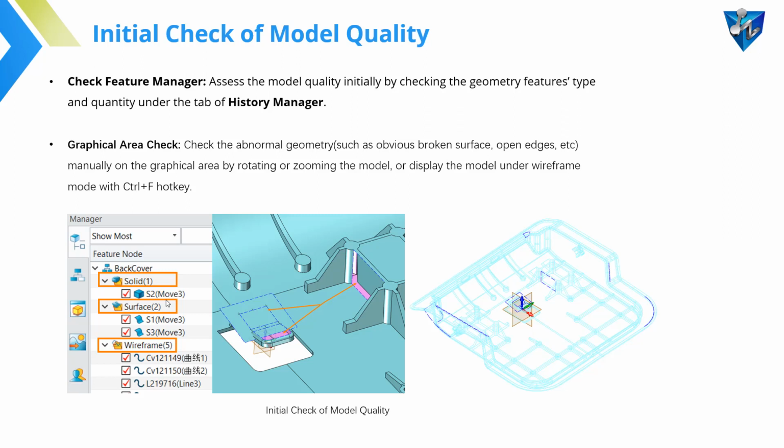operations or applications. Another way is the check in the graphic area, as shown in the right two pictures below. You could check the abnormal geometry by rotating or zooming the model, or displaying the model in wireframe. Pay attention, you could switch to the wireframe with the Ctrl+F shortcut. Besides, the abnormal geometry may include obvious broken surfaces, open edges, and so on.